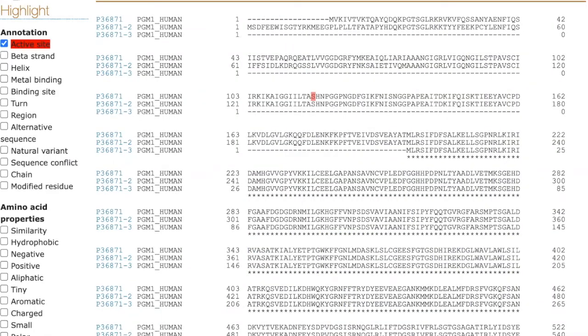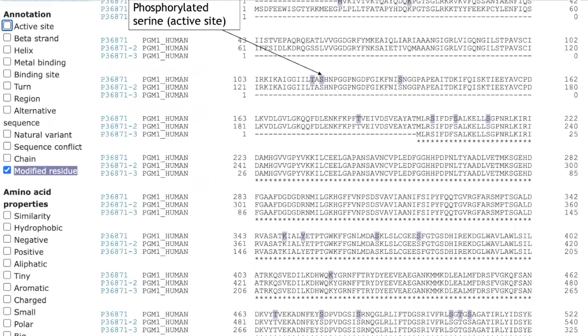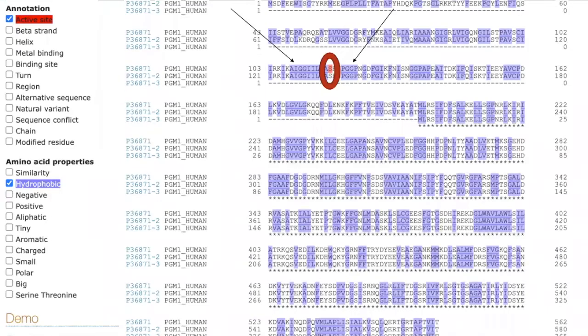The active site, highlighted in red as a single serine residue at position 116, importantly is also marked as a modified residue, now highlighted in blue. This is referring to the phosphoryl group which modifies the serine and is donated to the substrate to create the glucose 1,6-diphosphate intermediate. This phosphorylated serine residue is located to the left of histidine and asparagine residues, which are both charged, creating a sequence of 3 polar and consequently hydrophilic amino acids.